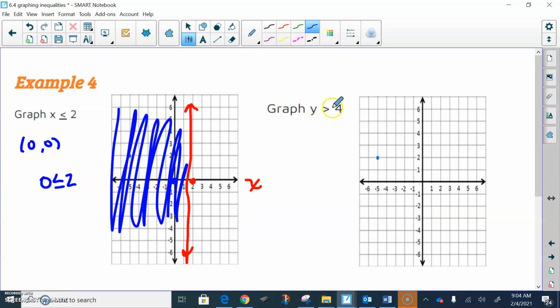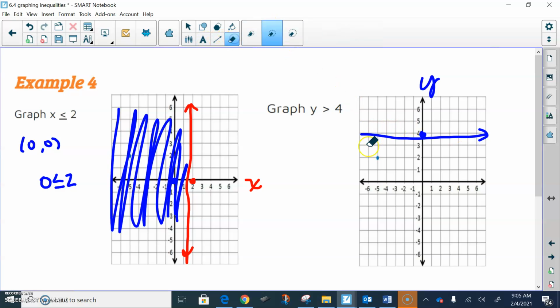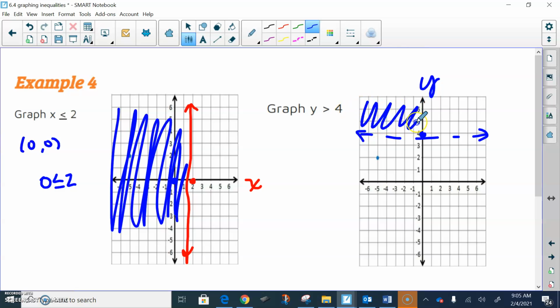And how about y is greater than 4? So we go on the y-axis, we find +4, and we know this is a horizontal line. Whoops, this should be a dashed line. Let me fix that. Okay. And it's greater than, so we know we're shading above.